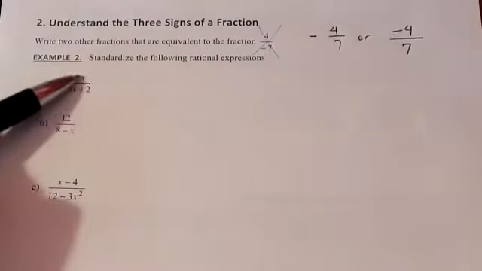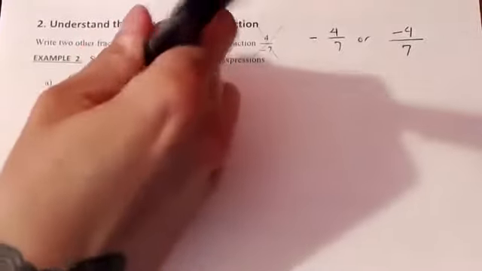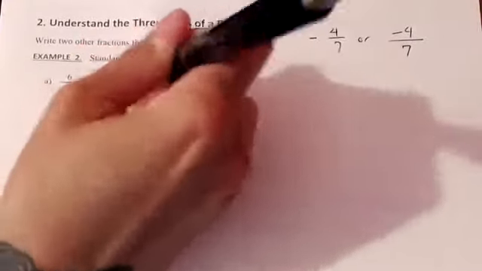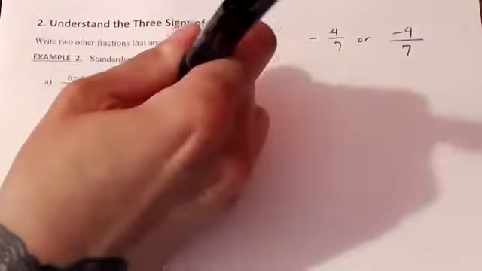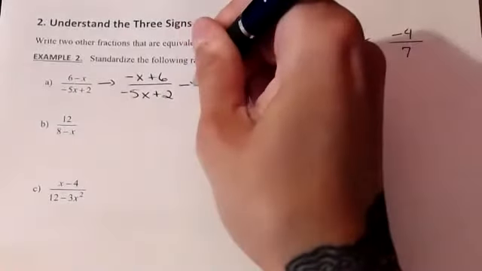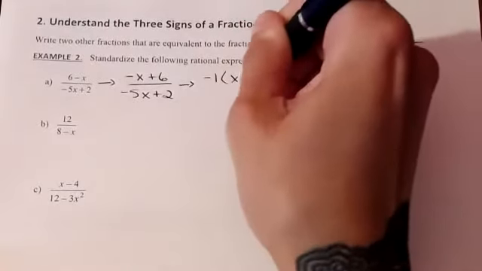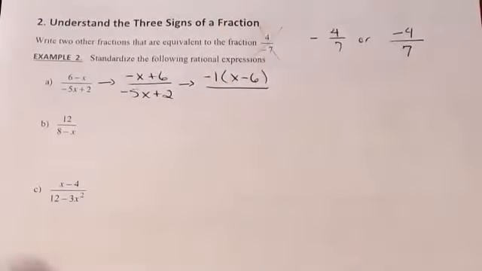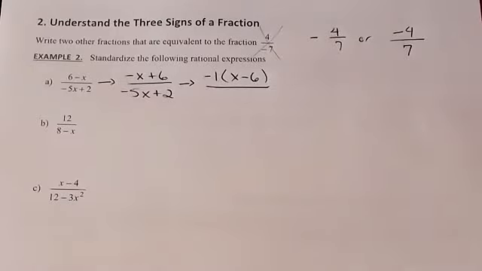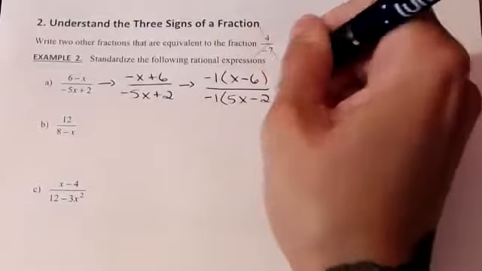For the first one, can someone rewrite this polynomial for me? How would I rewrite this in descending order? -x plus 6. Beautiful. And then we have that over -5x plus 2. Notice both numerator and denominator have a leading negative. So we want to make sure we factor that negative out. So for the numerator, we get -1 times x minus 6. For the denominator, we have -1 times 5x minus 2.